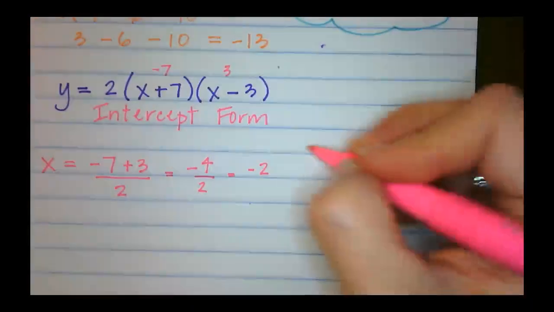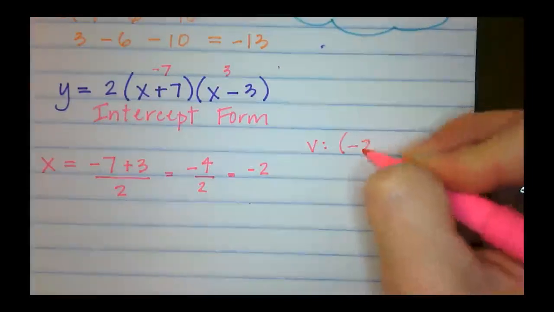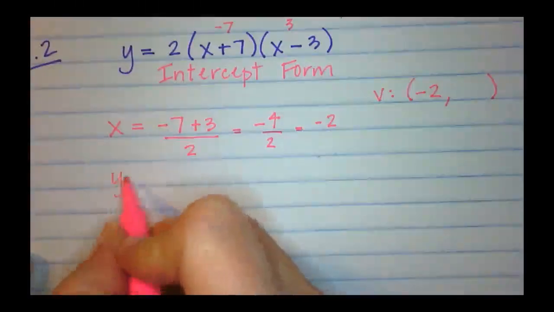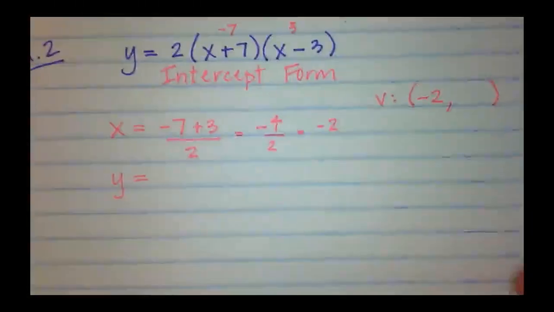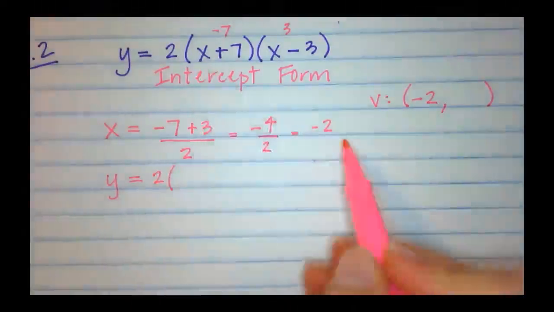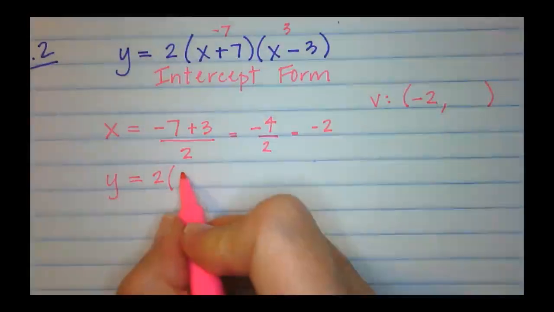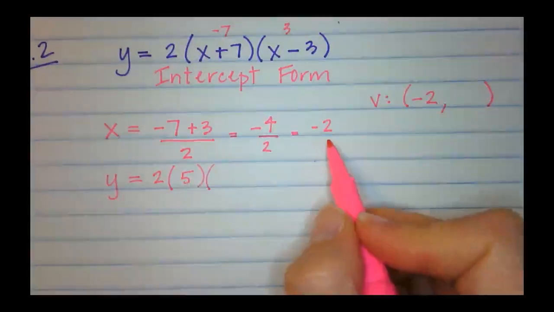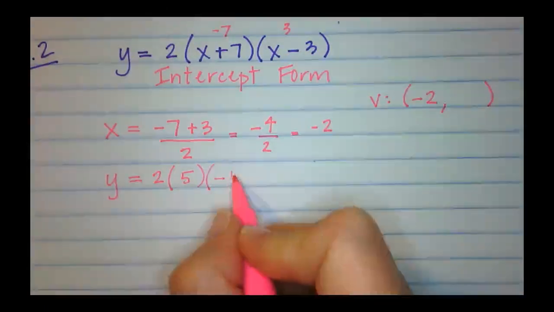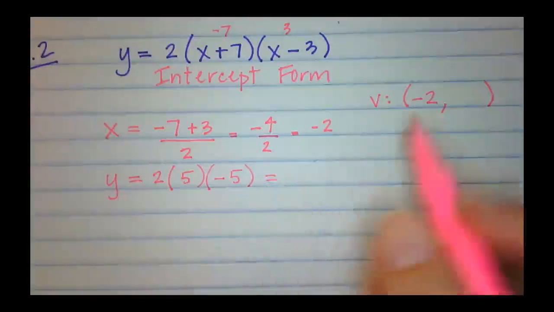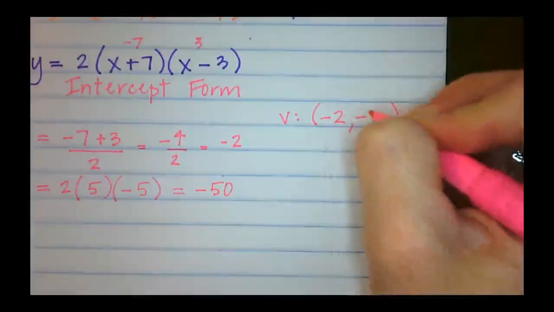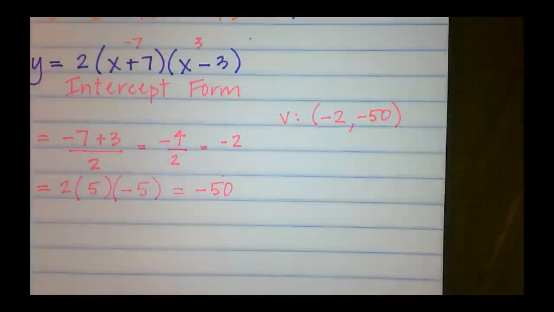So now I know that the vertex is -2, something. All right, now to figure out what the something is, I just have to fill this back in and work it out. All right, x is -2. So -2 plus 7 would be 5. And -2 filled in here, so -2 minus 3 would be -5. So if I multiply all that together, we get -50. So I know that the vertex is at -2, -50.